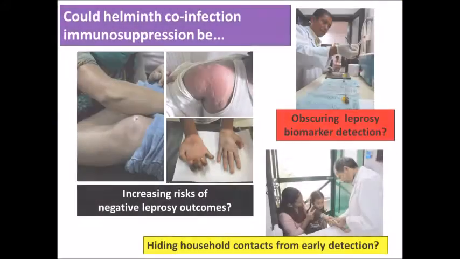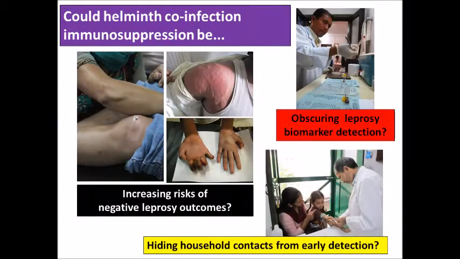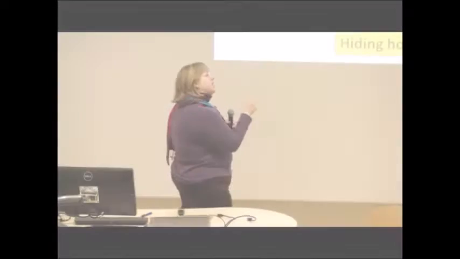So this also raises several questions. Could helminth co-infection immunosuppression be increasing the risks of negative leprosy outcomes in patients? Is it allowing more bacterial growth that sets patients up for a leprosy reaction that then results in more disability development? Is it obscuring leprosy biomarker detection by muting signals or obscuring the immune signals in the blood? And would that then be hiding household contacts from early detection if we're trying to apply diagnostics? So we performed an investigation amongst our Nepalese patients.